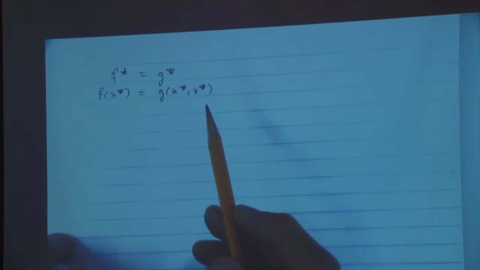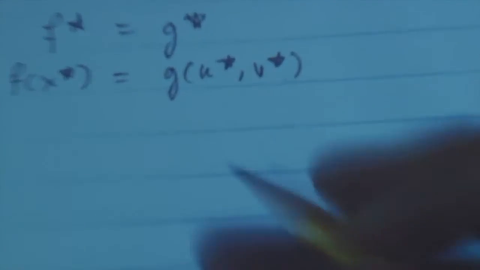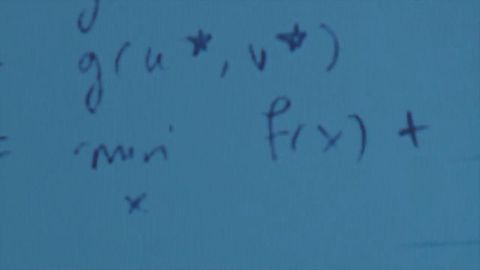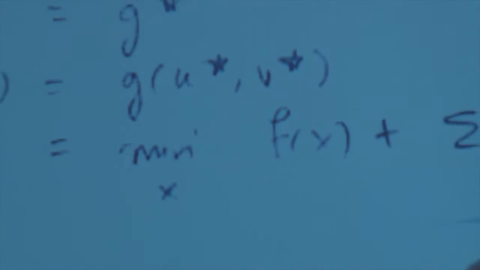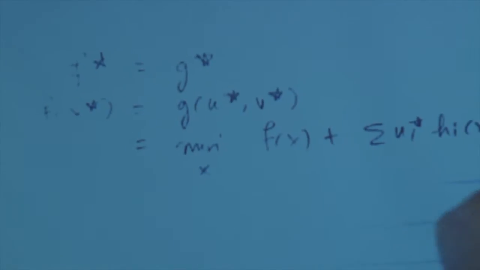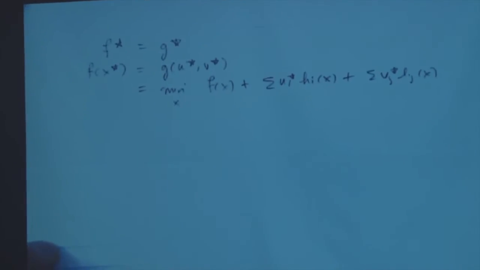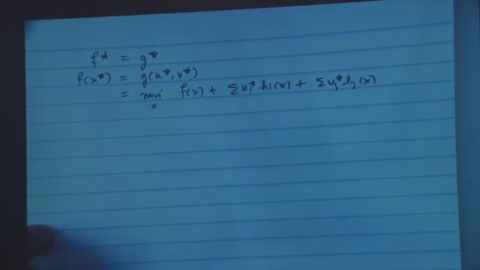Okay, but what is g(u, v) for any fixed u and v? Doesn't matter that it's u star and v star. For any u and v, including u star and v star, the definition of g is to minimize the Lagrangian over all x, which is f(x) plus the sum of u_i star h_i(x) plus the sum of v_j star l_j(x).